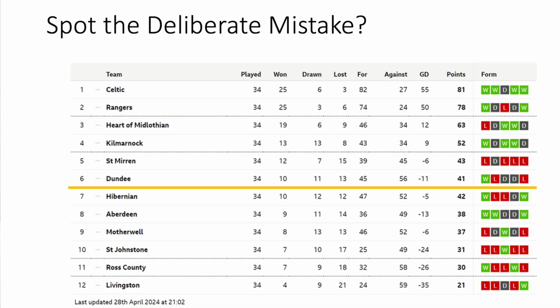So as I say, this is a bit behind the scenes of the sort of talk I would give about this piece of work. When I'm normally giving the talk, the first thing I do is flash up this table for the Scottish Premier League. That's genuinely off the BBC website. You can see the date on there, the 28th of April 2024. It says it was last updated at 2102.